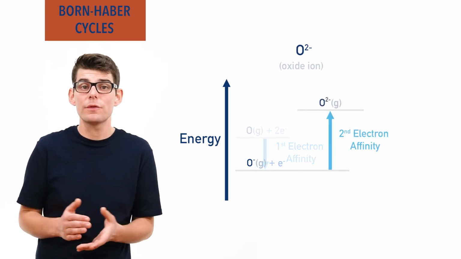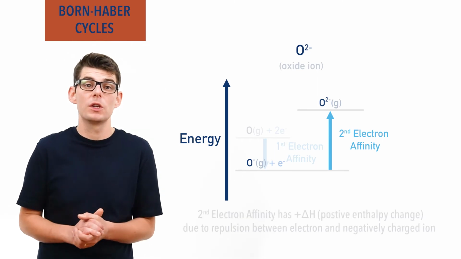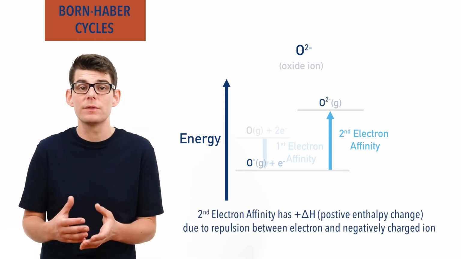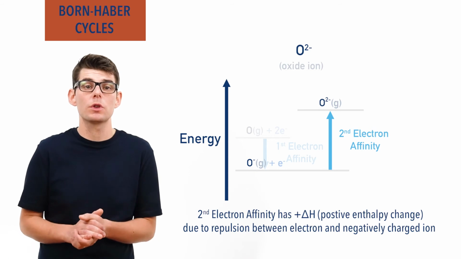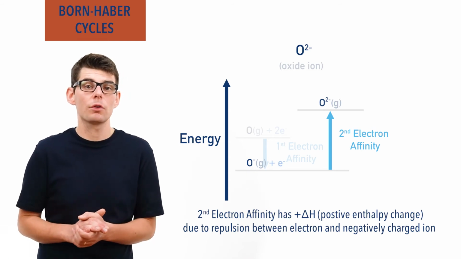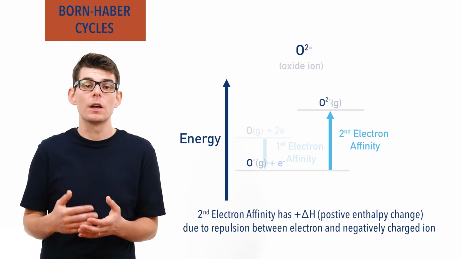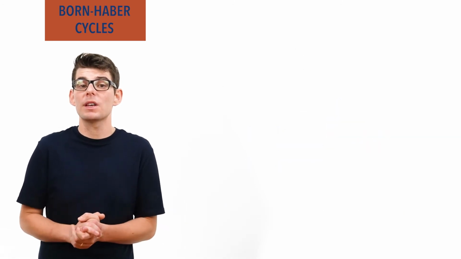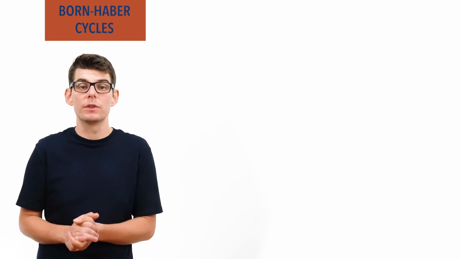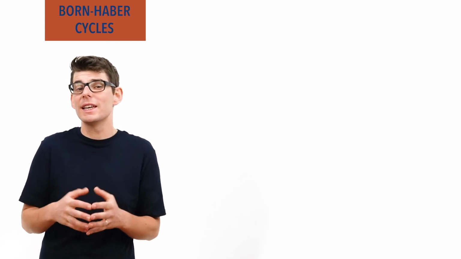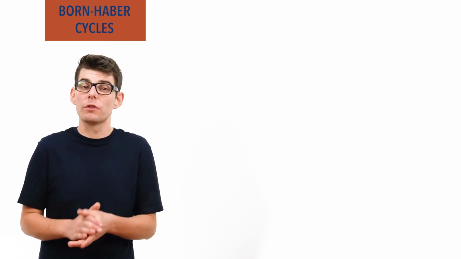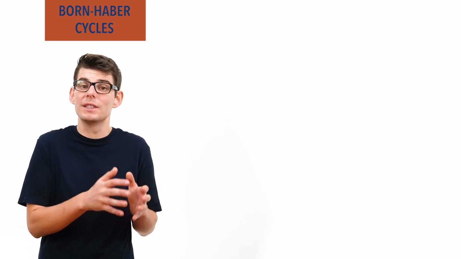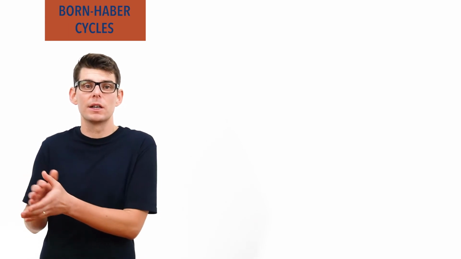The second electron affinity will be a positive enthalpy change, as it will always take an input of energy to overcome the repulsion between the incoming electron and the negative charge that the ion already has. So this is why some Born-Haber cycles appear to have more steps in than others. The general idea is always the same though, trying to go from a compound's constituent elements in their standard state to gaseous ions.